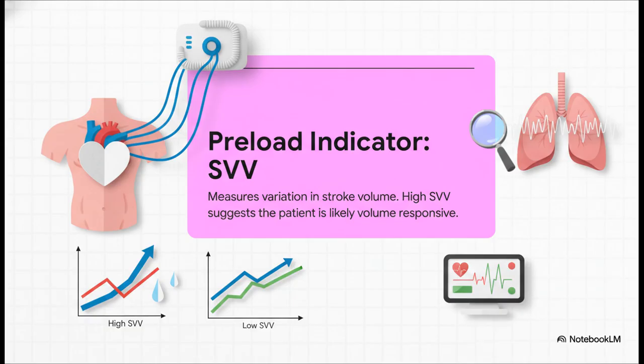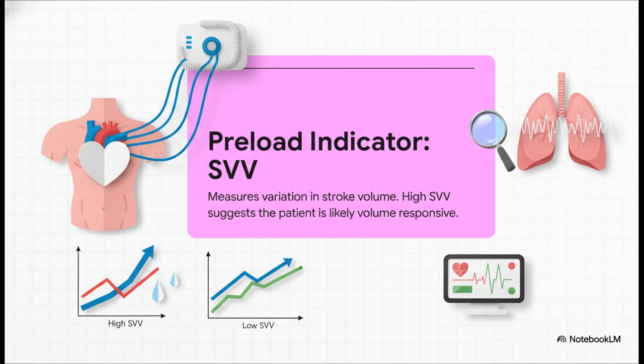So let's break these down, one by one. The indicator for preload is stroke volume variation, or SVV. Now, we all know SVV measures how much the stroke volume changes during the respiratory cycle in a patient on a ventilator. A high SVV suggests that the patient is on that steep, responsive part of their Frank-Starling curve. It's a good sign that a fluid bolus will likely increase their cardiac output.